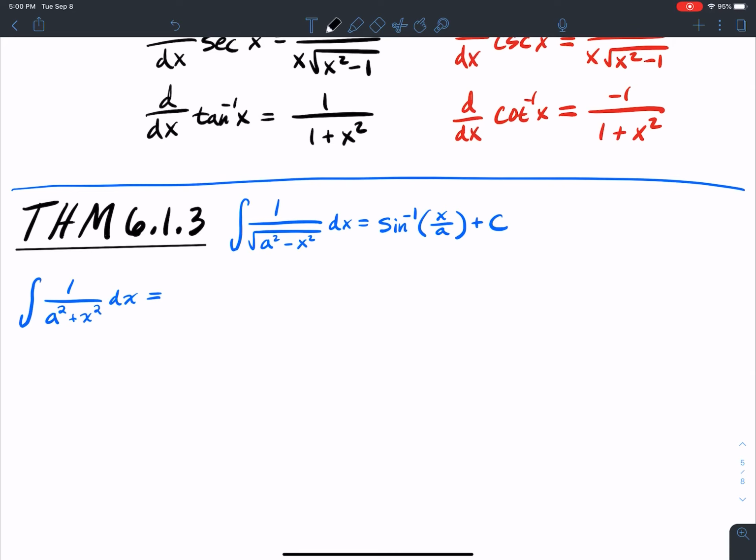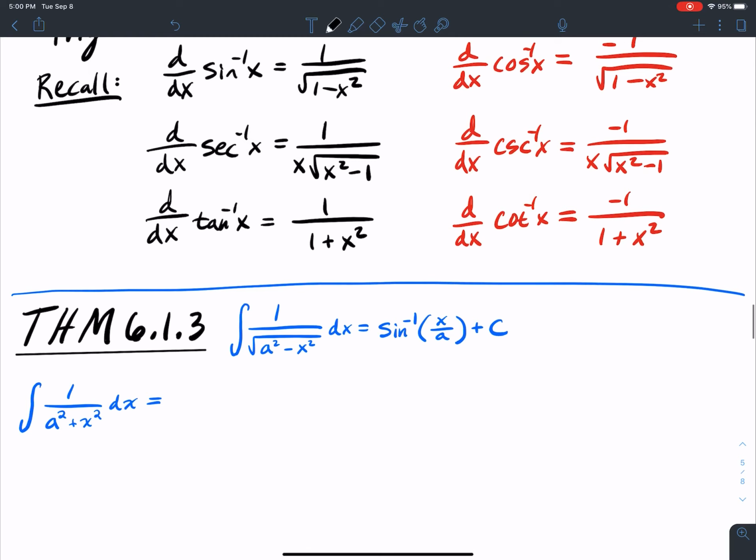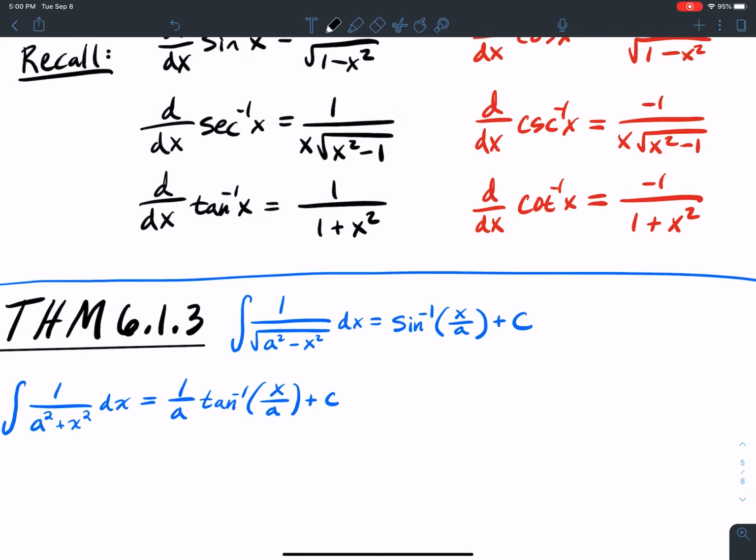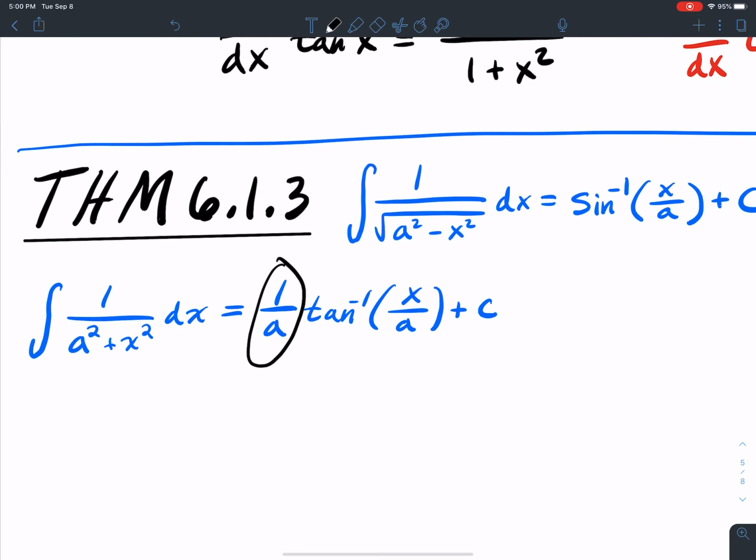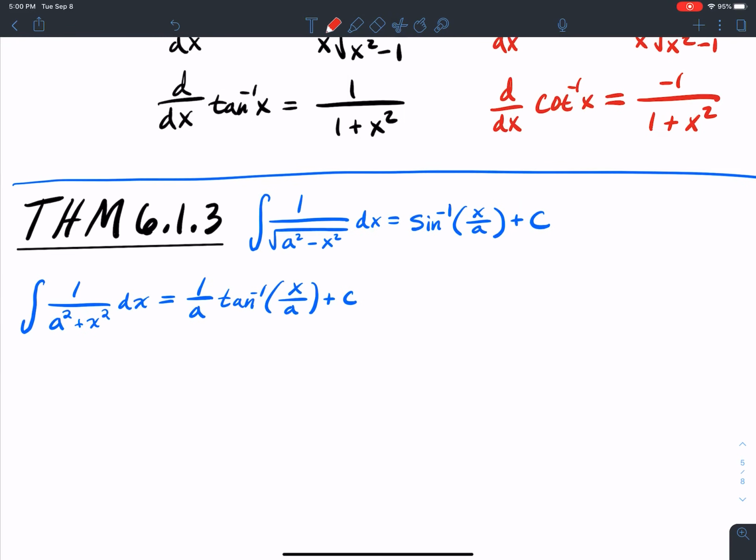The next one is if I have 1 over a number squared plus x squared. So 1 over 1 plus x squared is the one that fits that closest. And so I'm going to have some form of arctangent for my answer. This one's a little bit different because it has this coefficient of 1 over a out front and this x over a inside the argument. That comes into play because of the chain rule and whenever you use a u substitution.